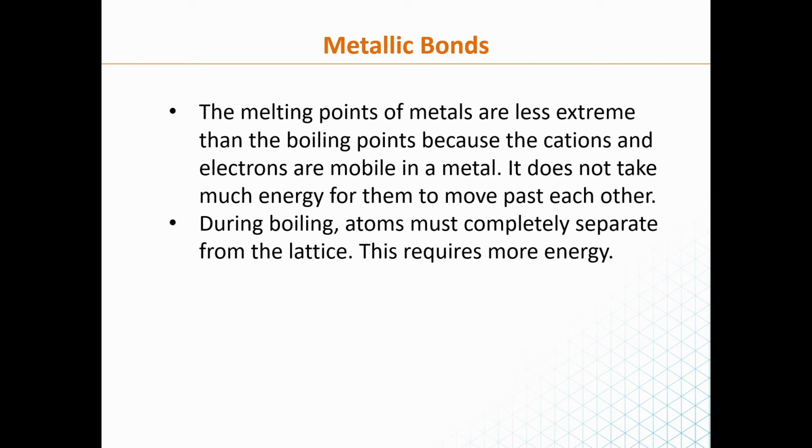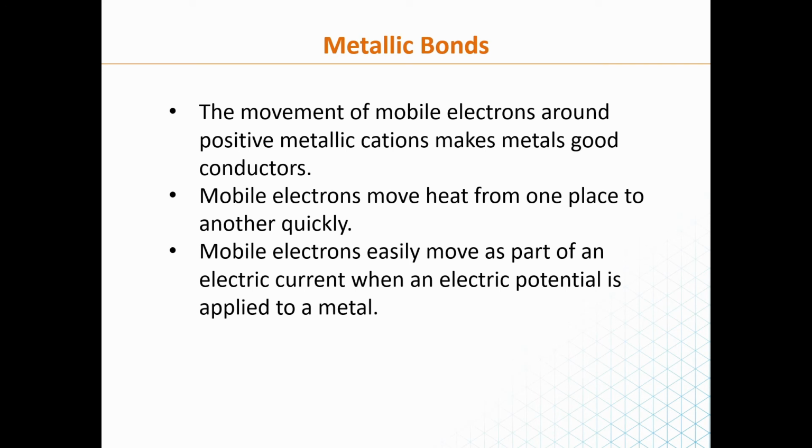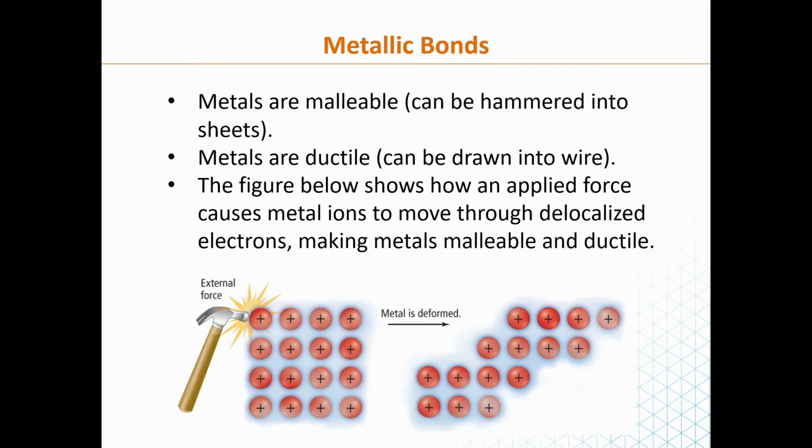This requires more energy. The movement of mobile electrons around the positive metallic cations makes metals good conductors. Mobile electrons move heat from one place to another quickly. Mobile electrons easily move as part of an electric current when an electric potential is applied to a metal. Metals are malleable, can be hammered into sheets. Metals are ductile, can be drawn into wire.